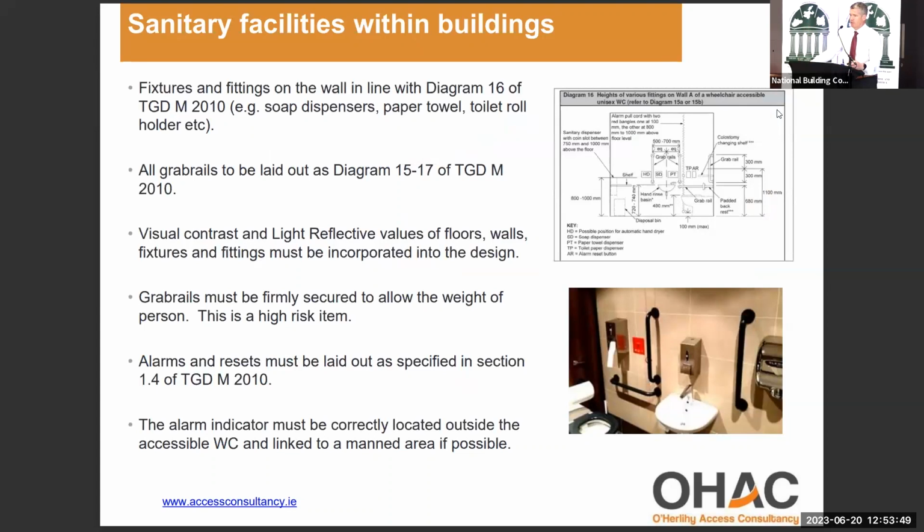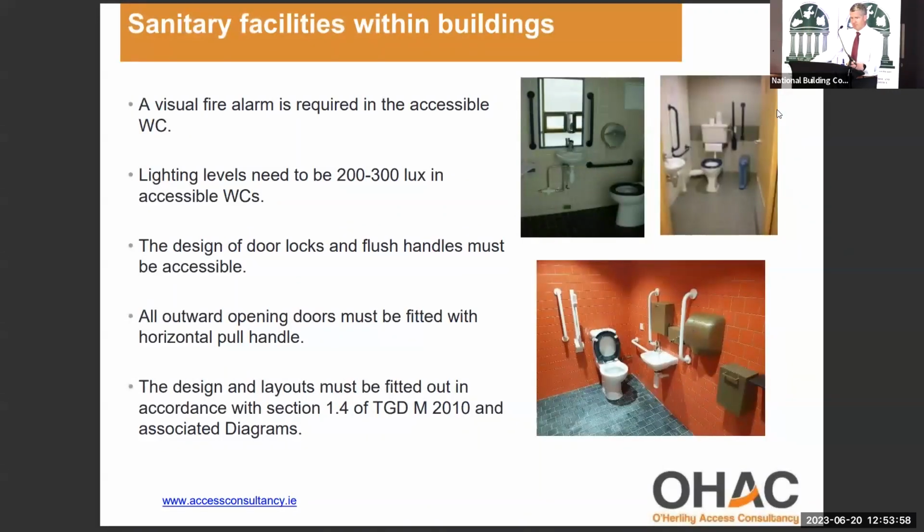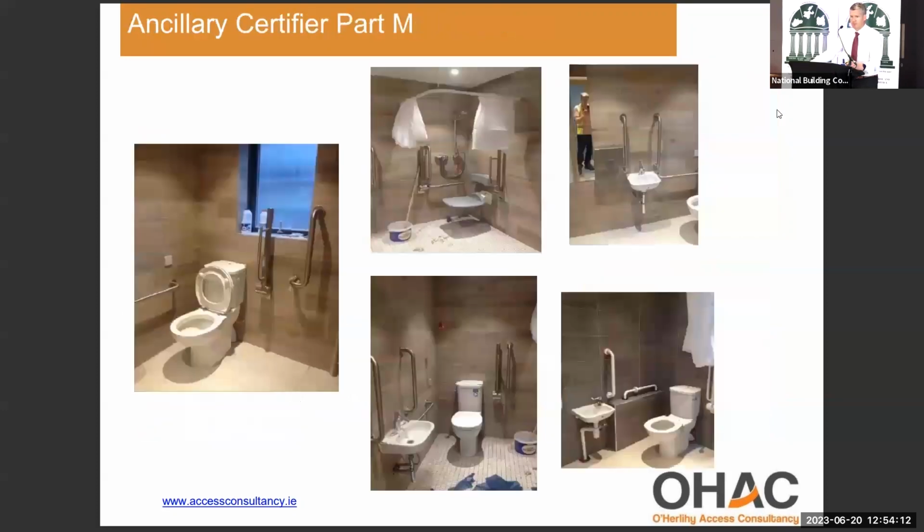We work with the contractor to make sure any mistakes that are made in the first toilet aren't replicated in any other toilet and so on. Okay, so again, these are things like the visual and audible fire alarms. The lighting levels need to be 200 to 300 lux. Outward opening doors to be fitted with a horizontal pull handle. So there's just a little checklist for you there to have a look at when you're going out on site doing inspections and so on.